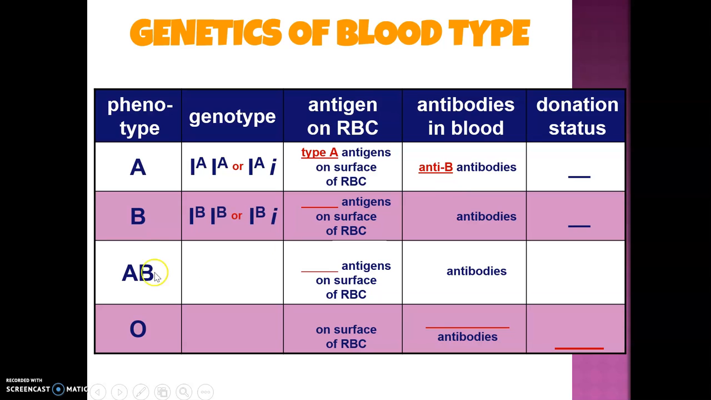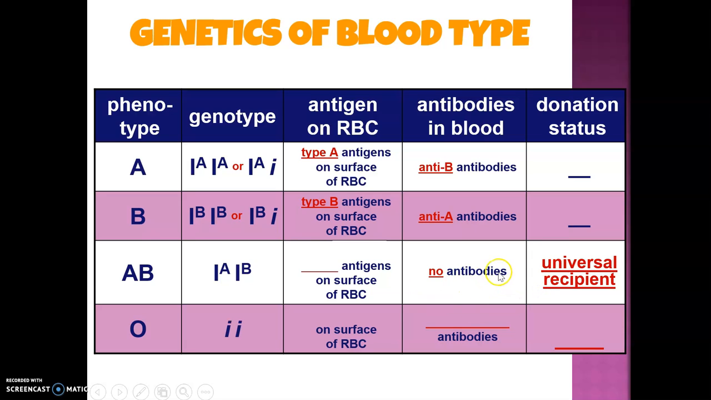You can have type B blood. This would be your genotype. That would mean you would have type B antigens, and you would have anti-A antibodies. Now, type AB, that's our codominant. You would have no antibodies, because you can accept both of them. These are going to be your universal recipients. Type AB blood can receive blood from anyone.